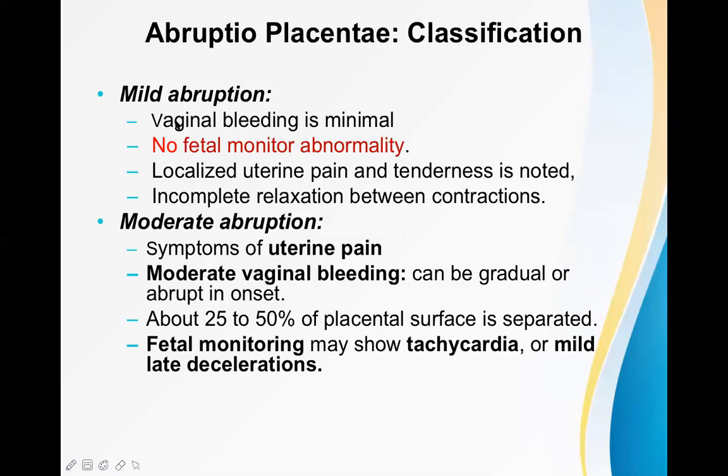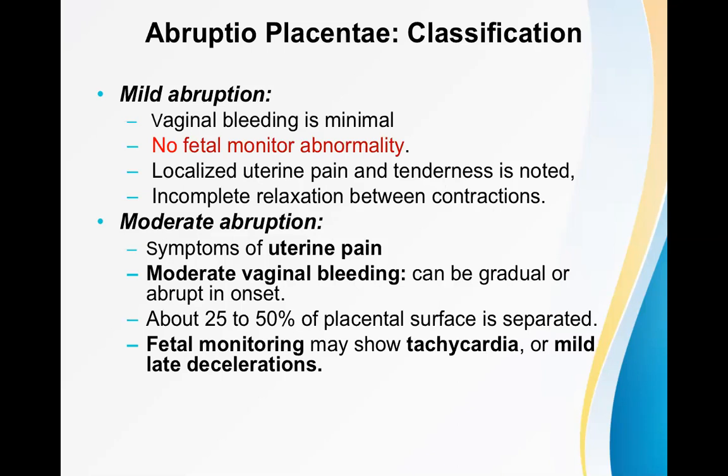Mild abruption means the vaginal bleeding is minimal. There is no fetal monitor abnormality, meaning the fetus is still not that harmed. Fetal jeopardy has not yet occurred. There is no abnormality in fetal heart rate, either decrease or increase. There is localized uterine pain and tenderness, localized meaning in that area only where there is a collection of clot, and there is incomplete relaxation between contractions. So these are features of mild abruption.